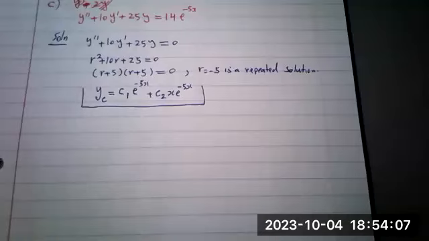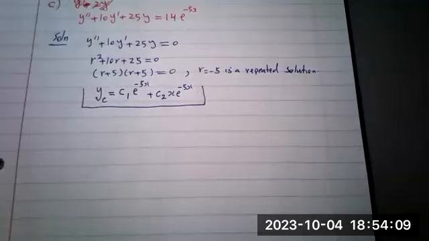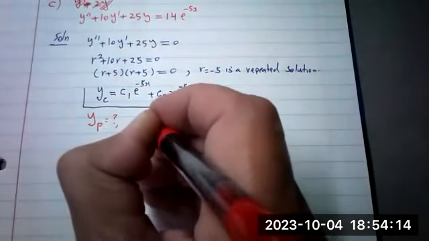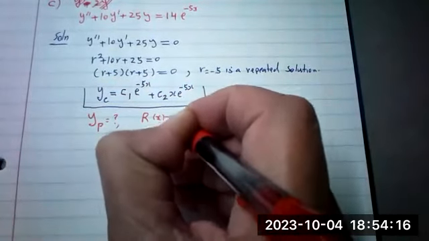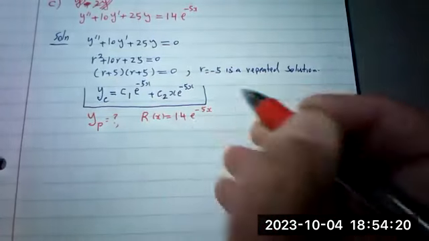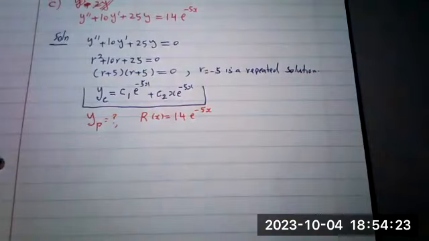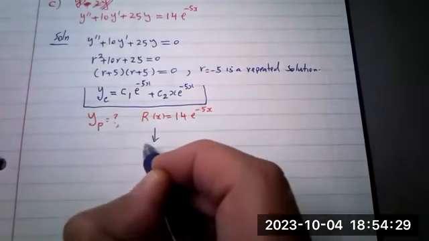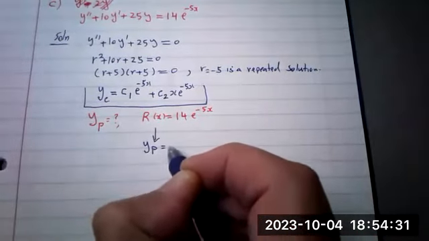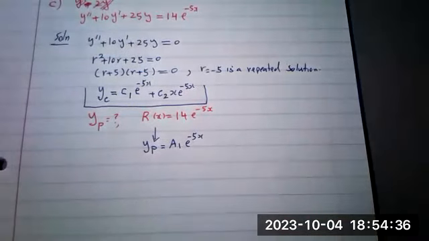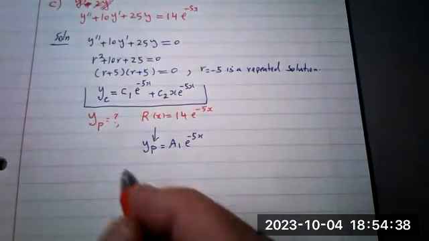Ready for the yp? Let's see what's going to be yp. What is your r of x? You see r of x is 14 e to the negative 5x. It's a constant polynomial times e to the negative 5x, so we are going to introduce a constant polynomial. So your yp is going to be A1 e to the negative 5x. How do you check it to see if it's going to be a good one?